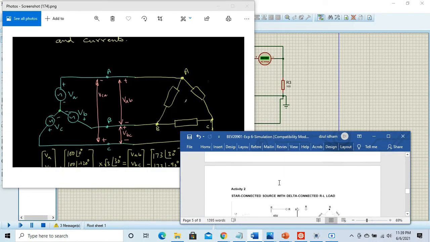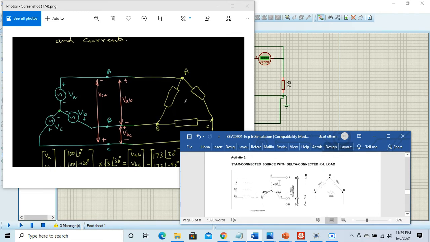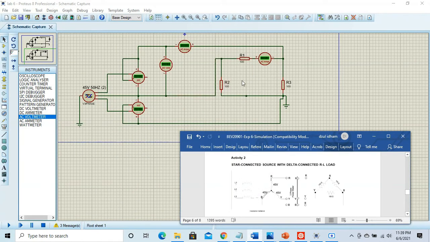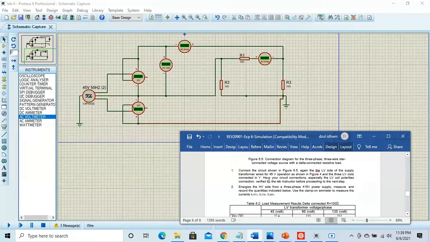Okay, we go to activity 2, where the circuit is connected with a star source and a delta R load. In theory, VAB equals VA times square root 3, so VAB is much bigger than VA because of the times square root 3. The difference from activity 1 is that this is the star source and this is the delta load.